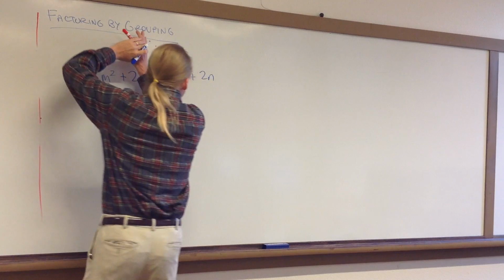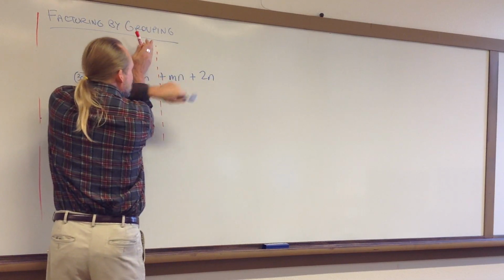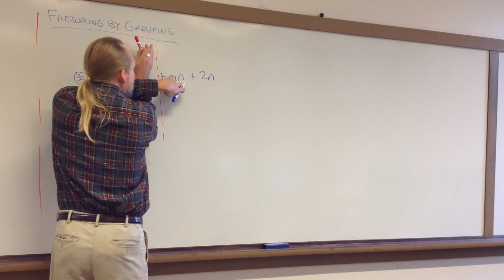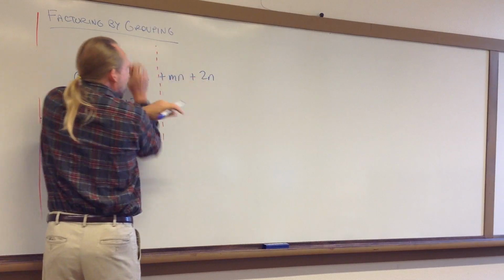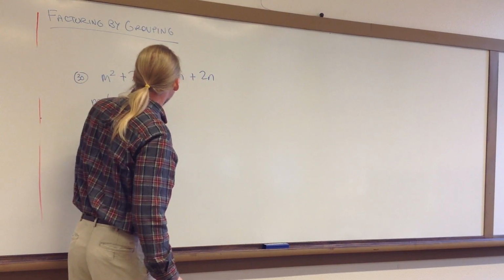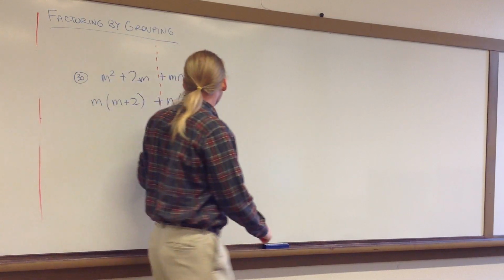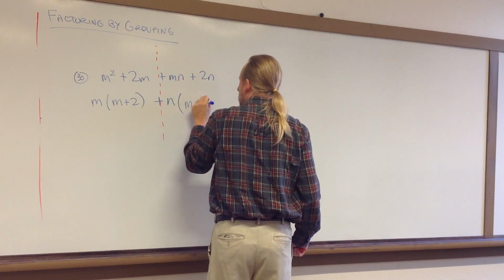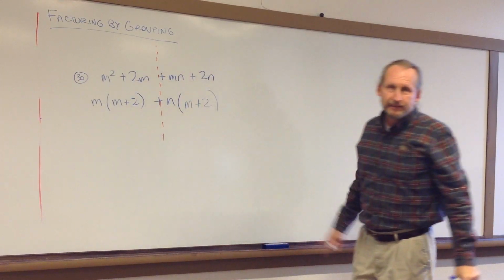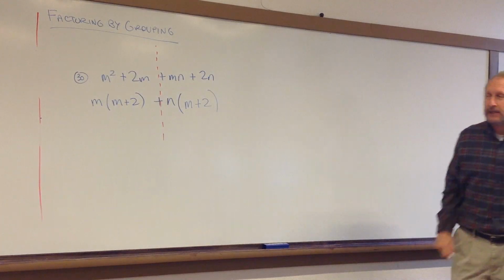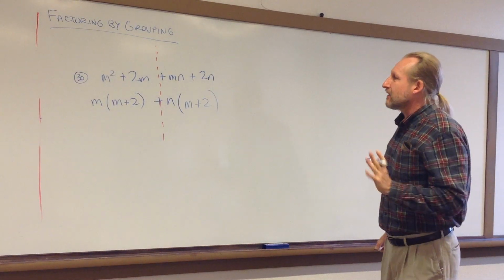All right. Now, forget about all this. Only look at these two. Factor out a common factor over here. Here, we've got a common factor of n. And what does that leave us with? M plus 2. All right. Here's where it gets a little bit tricky, but it's really not that bad, okay?